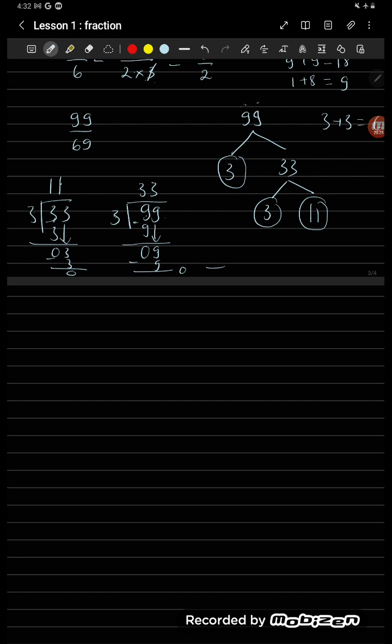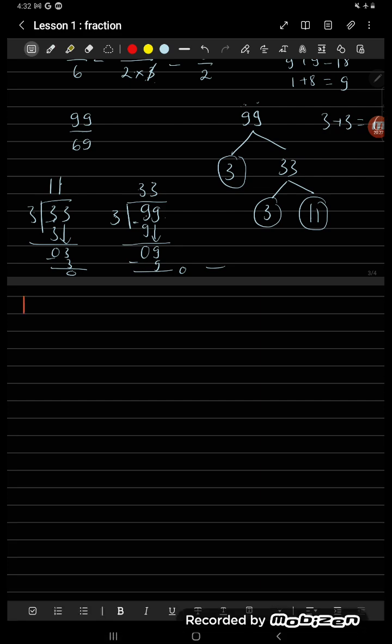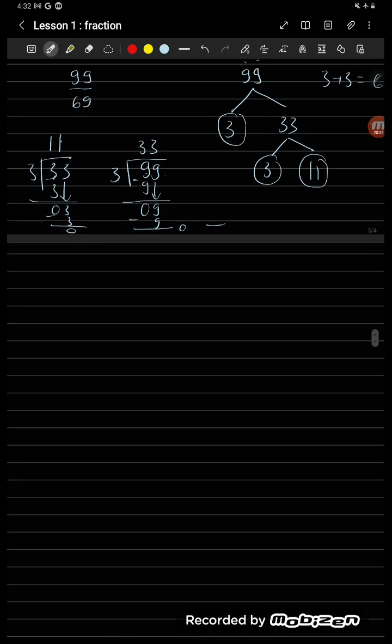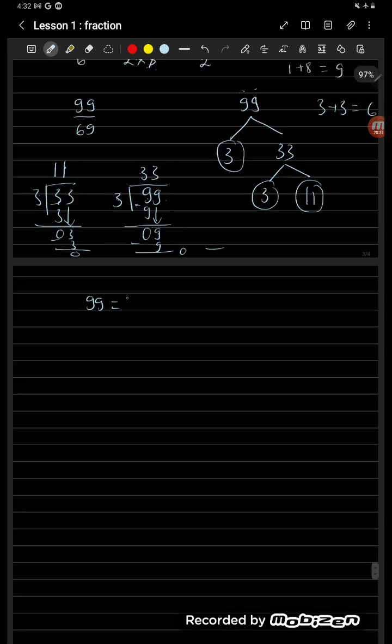So we stop here. Okay, so 99 can be written as 3 here times 3 here times 11 here. Okay, so that's the top one. Now the top is done. Now we go to the bottom one. Okay, 69.